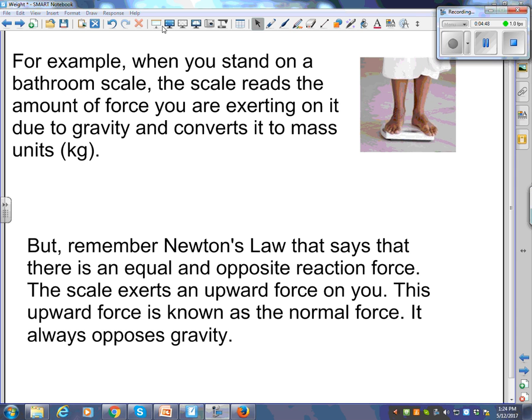For example, when you stand on a bathroom scale, the scale reads the amount of force that you are exerting on it due to gravity. And then your bathroom scale at home will convert it to mass units, kilograms. Many of you probably have a digital scale at home. You can flip it so that it shows pounds or kilograms, because nobody knows what they weigh in kilograms. The real answer is you don't weigh anything in kilograms. It's your mass.